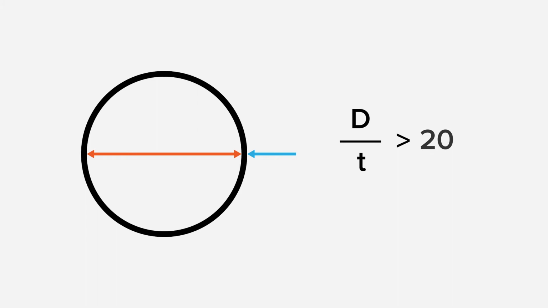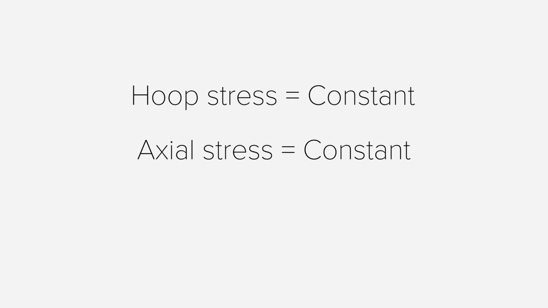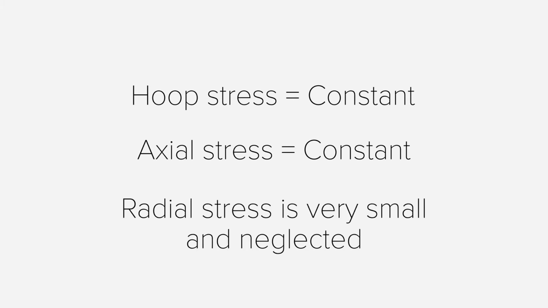A cylinder is considered to be thin if the ratio of the inner diameter to the thickness of the walls is greater than 20. In thin cylinders, we can assume that hoop and axial stresses remain constant across the length of the wall, and radial stress is so small in magnitude that it can be neglected.